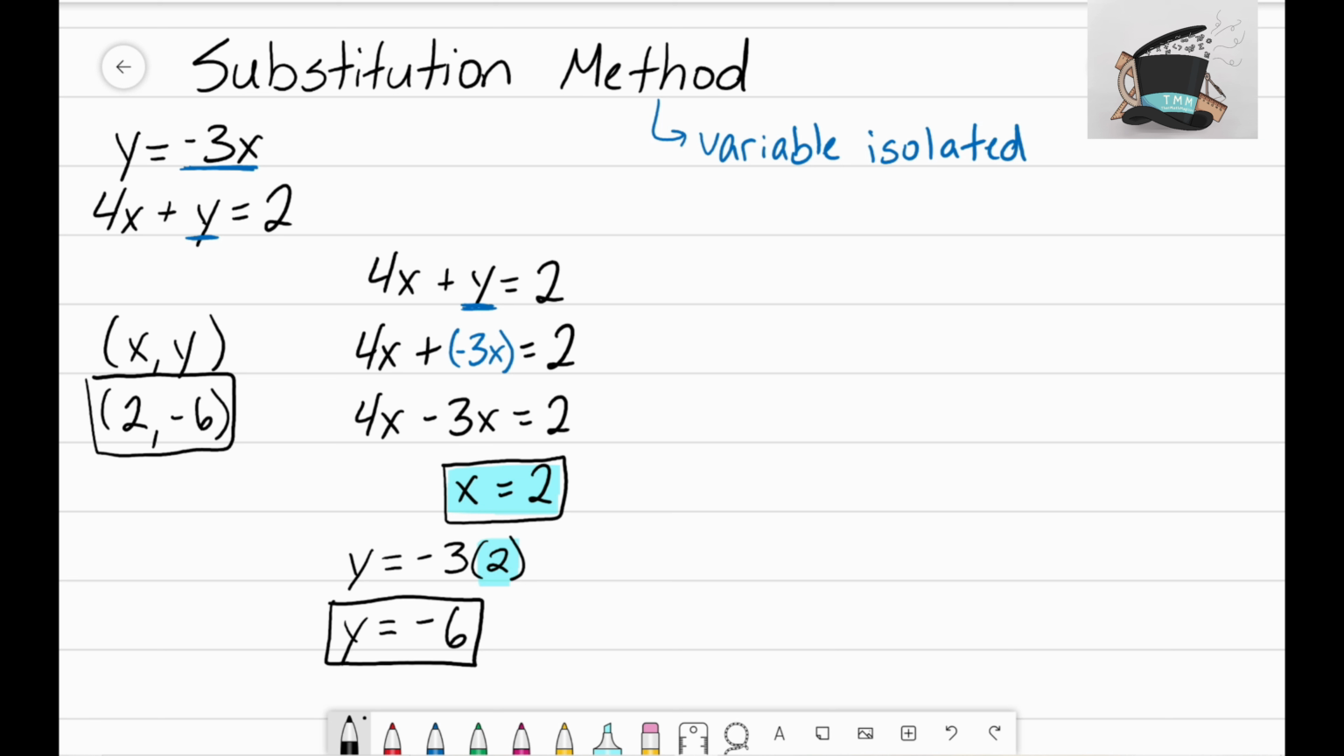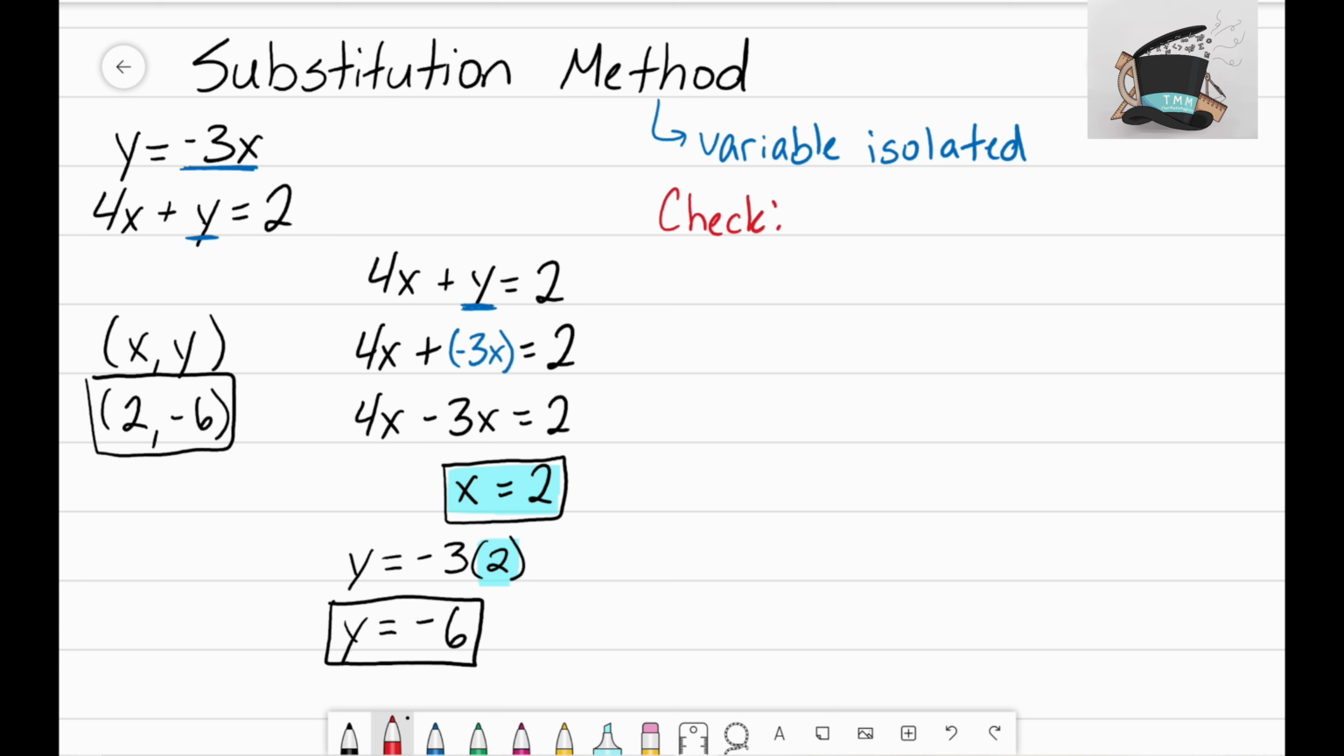Now for our final step, whenever we solve a system of equations and we end up with an ordered pair answer, it's always good for us to check our work. So we do want to make sure that we check our solution, because we want to make sure that what we got is actually the correct answer.